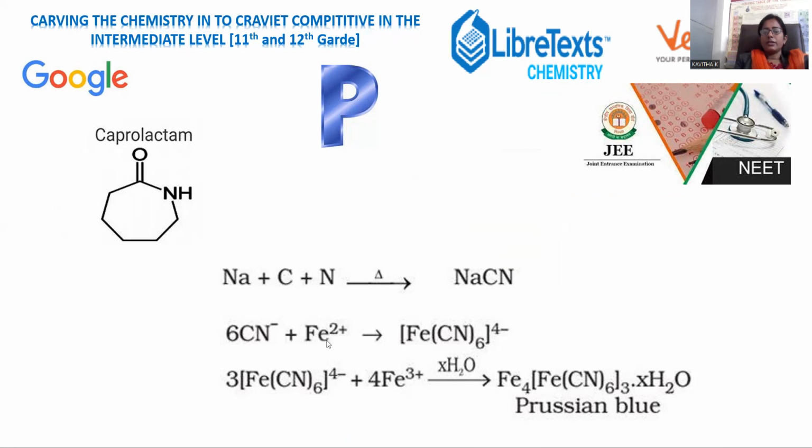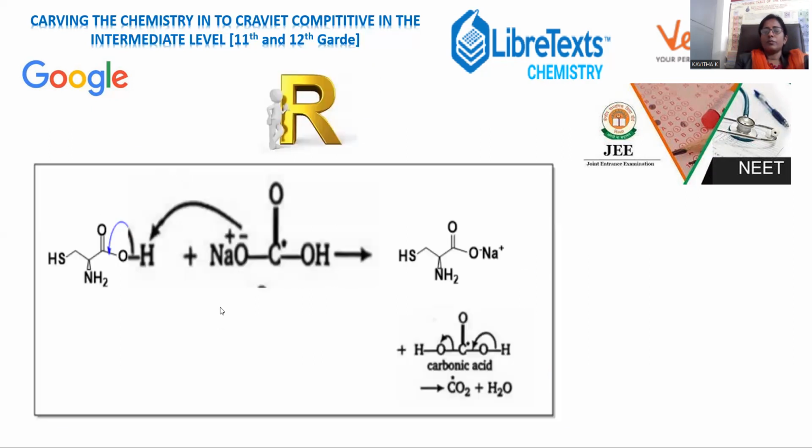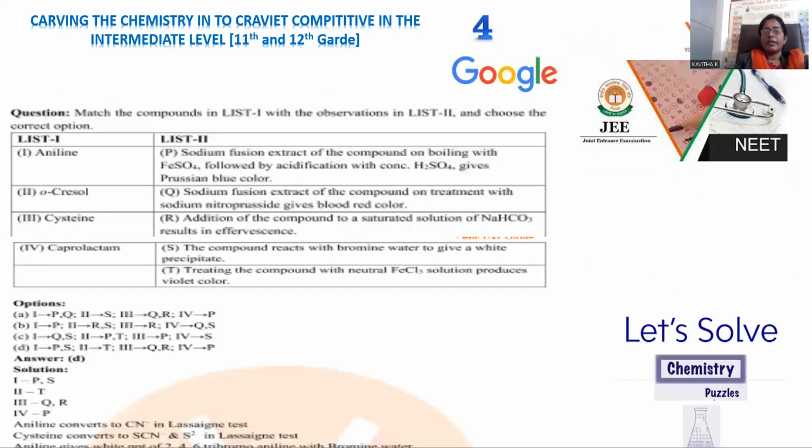Cyanide ions can be treated with ferrous ion, so that a ferrous cyanide complex will be generated, and further treated with ferric ion, a ferriferro complex will be formed. Prussian blue color is indicated for this one. Prussian blue color indicates what? Presence of nitrogen in the given compound, so that it is also performed. This is the way we can answer.